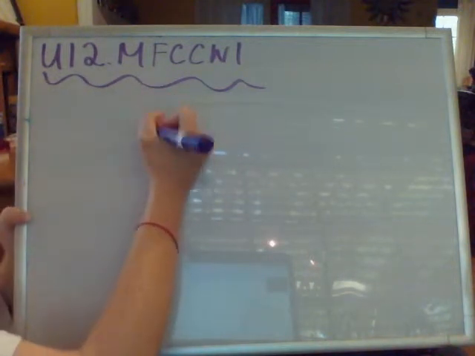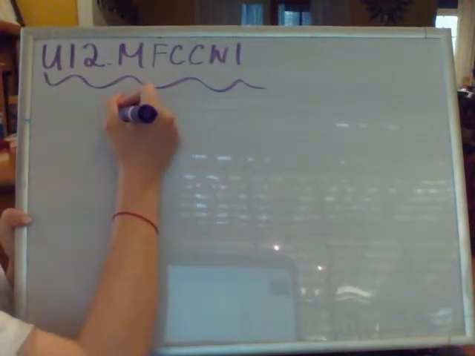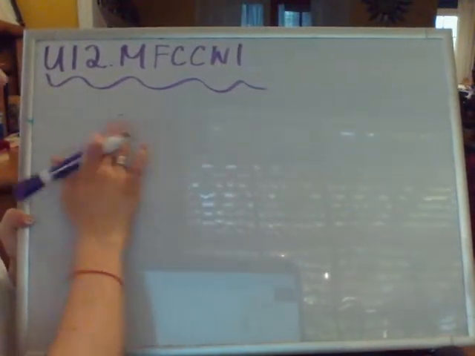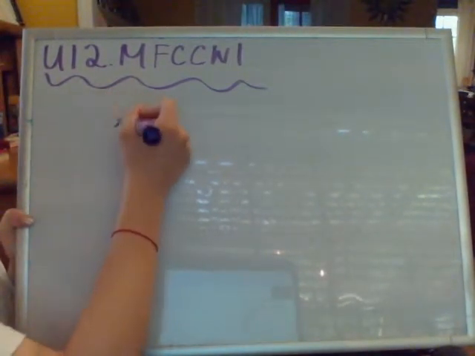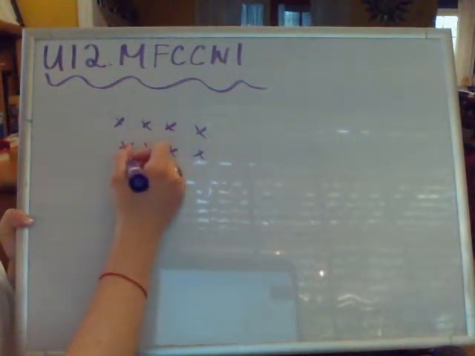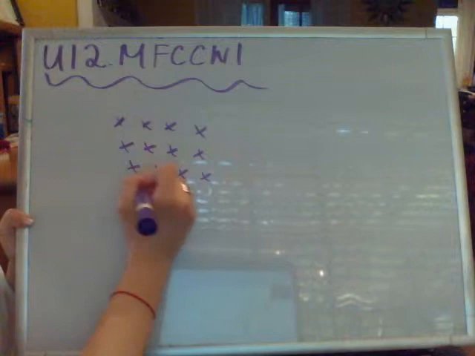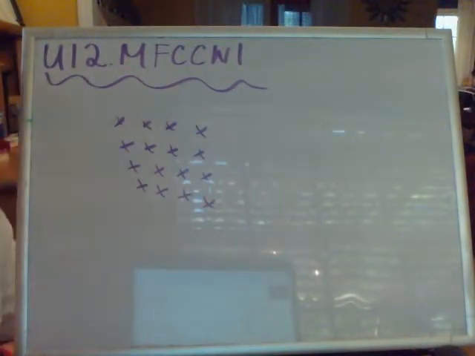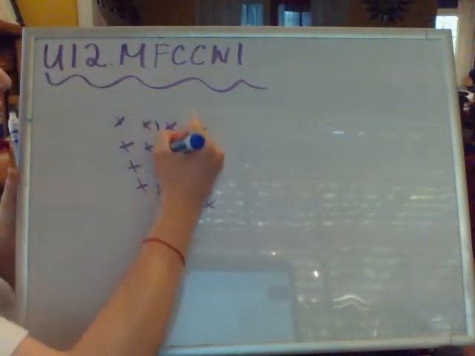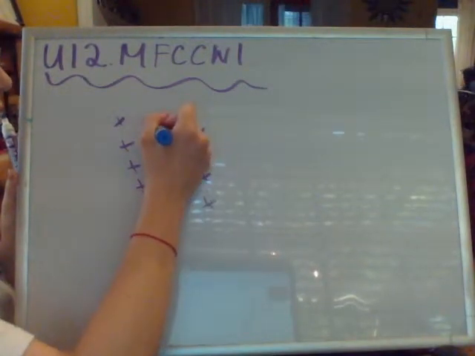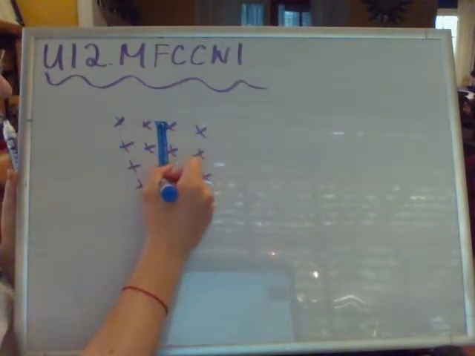So we have a magnetic field, and we're going to have it going into this board, so we're going to draw little X's. And that's our magnetic field. And we have a wire, which is going to be in blue, and it's at a right angle to the magnetic field.